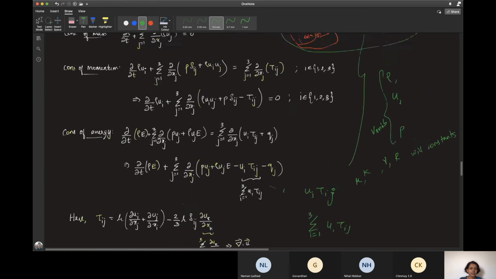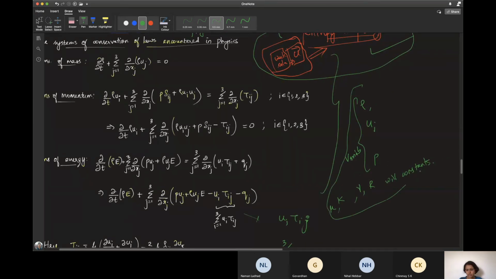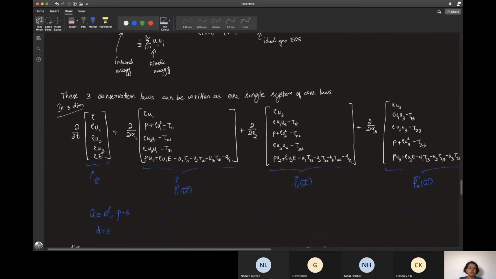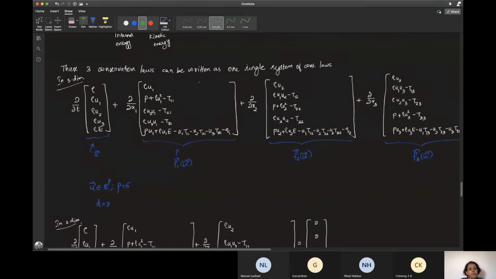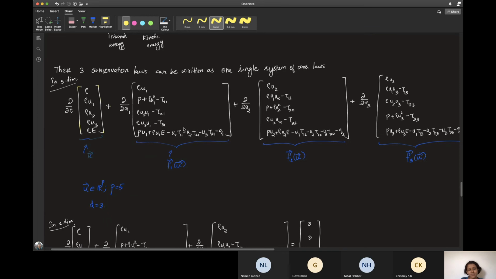So now we can write just these three equations, after substituting these variables, as one system. So now I'm writing this system in 3 dimensions. You have 5 equations: rho, u. So this is your conserved variable vector. If you compare it with the general system, this is your u vector. Your u vector is written as this.